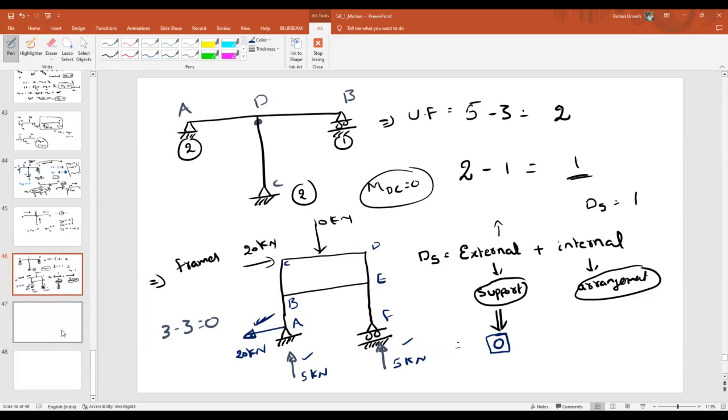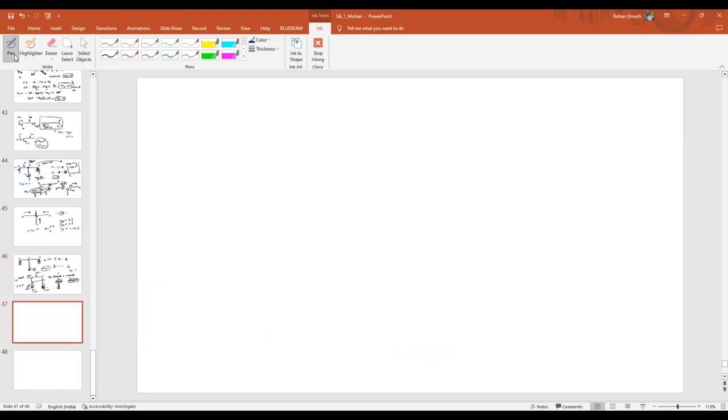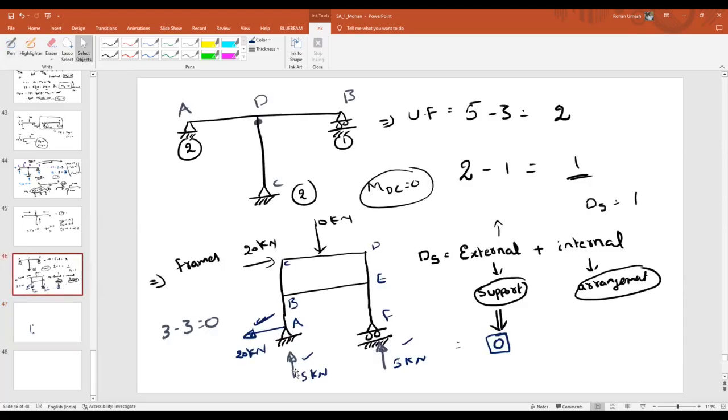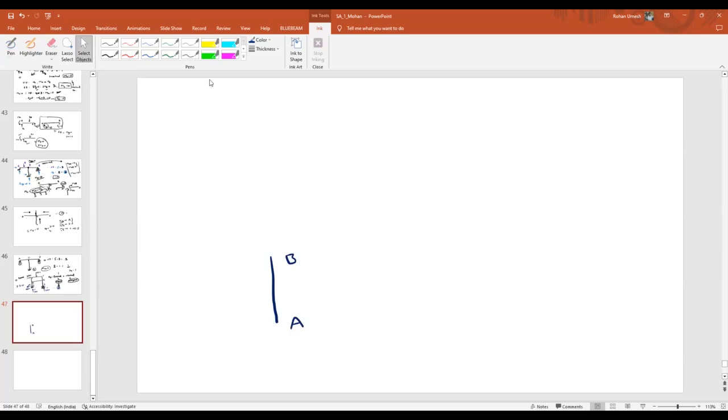Now, can you tell me what is the free body diagram of AB? You guys are understanding my writing, right? I am very bad at writing. You don't have any problem, right, as of now? Okay, this is A, B. At A, we already know the reactions, isn't it? Upward 5 kilonewton, left side 20 kilonewton. So here, upward 5 kilonewton and the left side 20.